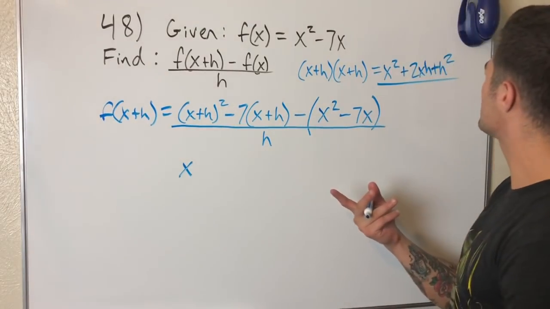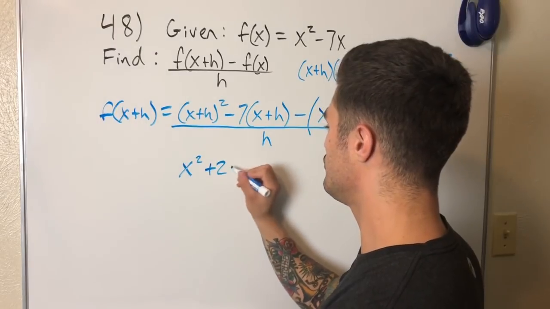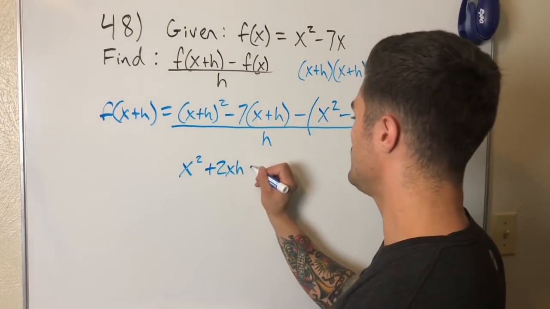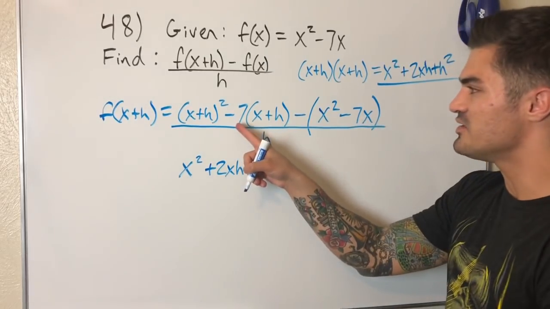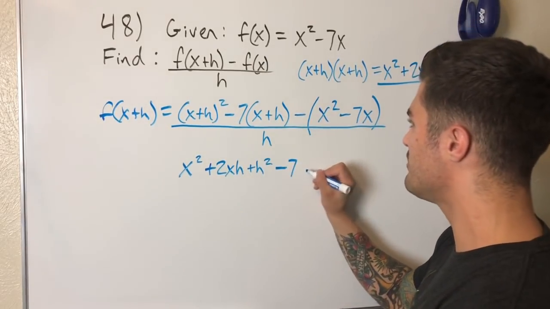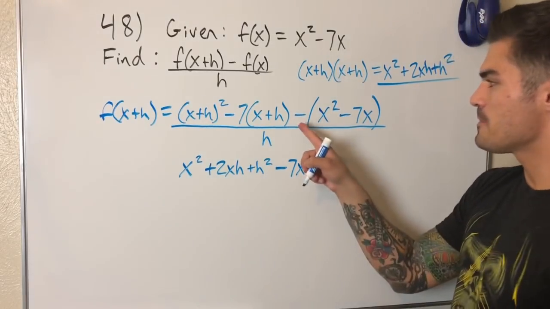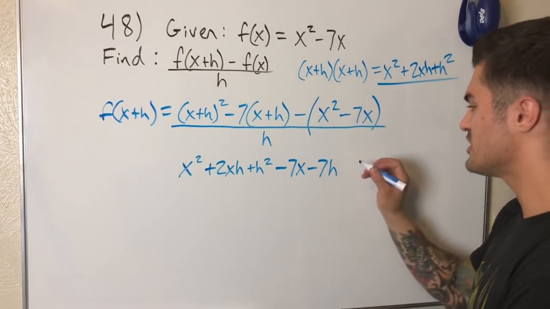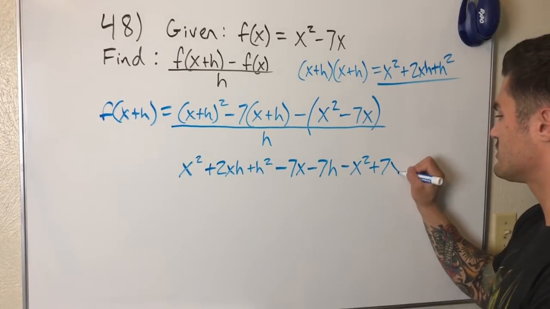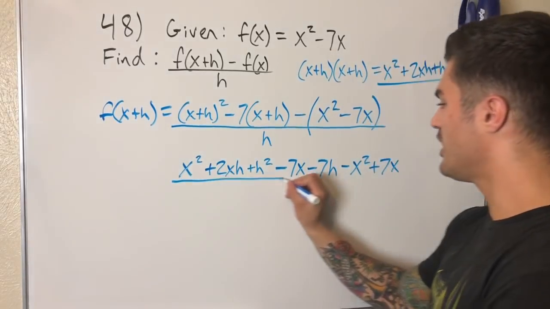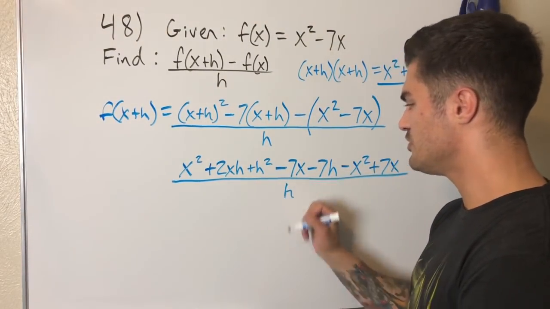So let's see, x squared plus 2xh plus h squared, minus this negative 7 distributes. So I have minus 7x minus 7h. Minus x squared plus 7x. This is crazy, but a lot of stuff will cancel here. It's pretty cool how this works. So I have a lonely h still on the bottom.